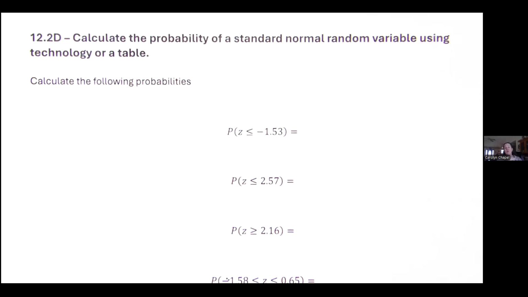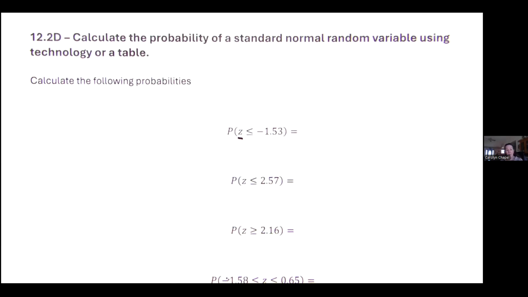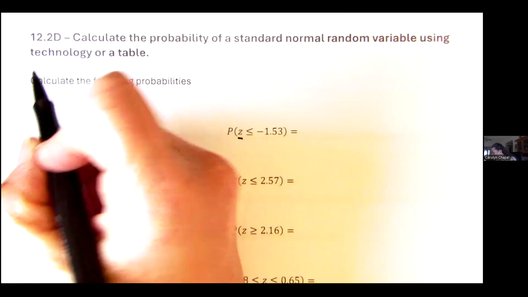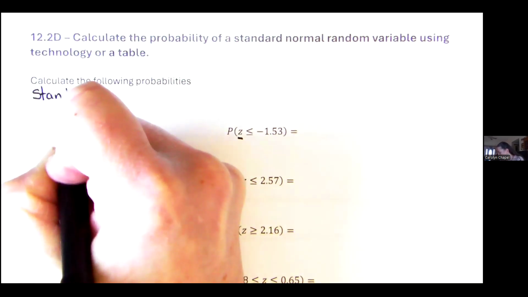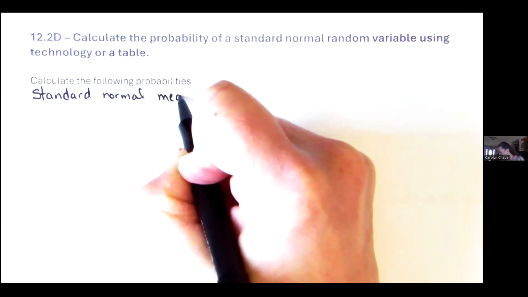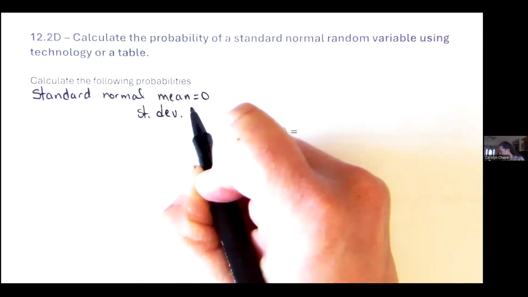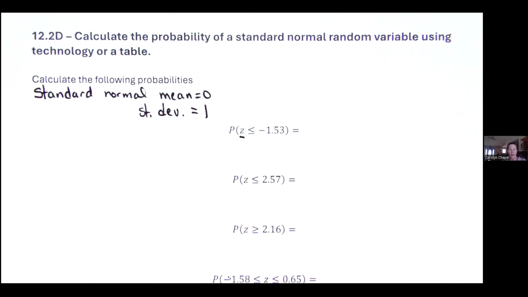So in this video, we're going to learn how to use technology. I do not use the table, but I will talk about how to use the table to actually find these probabilities. First of all, we're going to just start with the standard normal. The reason I know this is a standard normal is because I see a Z. Z refers to our standard normal. To remind us as well, the standard normal has a mean of 0 and a standard deviation equal to 1. So we need to remember that.